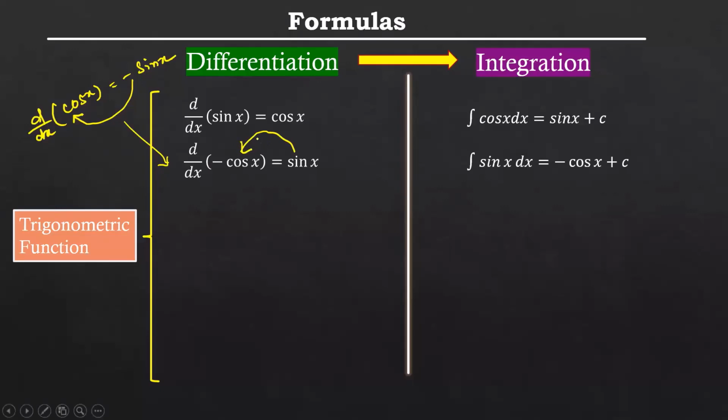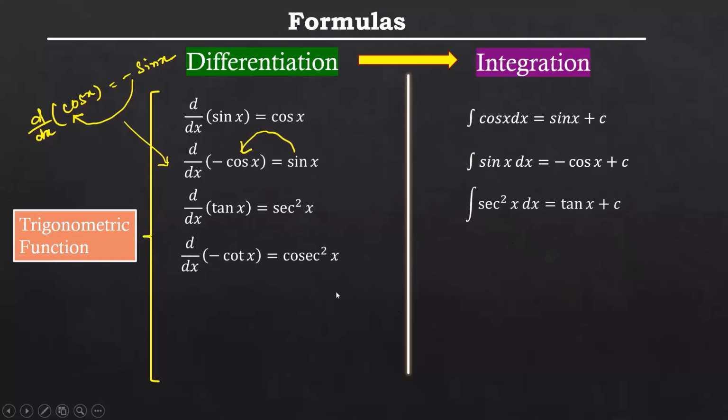And similarly, the derivative of tan x gives you sec square x, and if you perform the integration over sec square x, you have tan x plus c. And for cot x, a minus occurs here, because the derivative of cot x gives you minus cosec square x. So the integration of cosec square x will be minus cot x plus c.